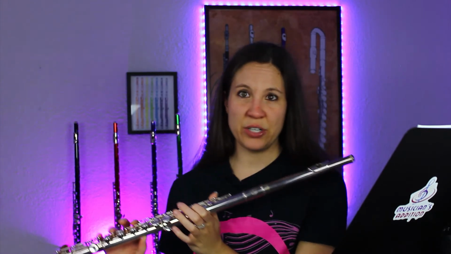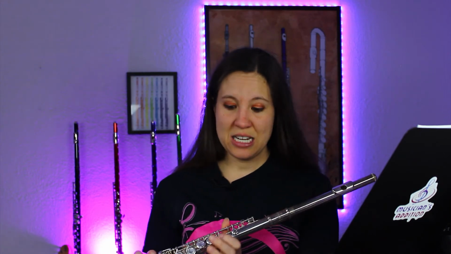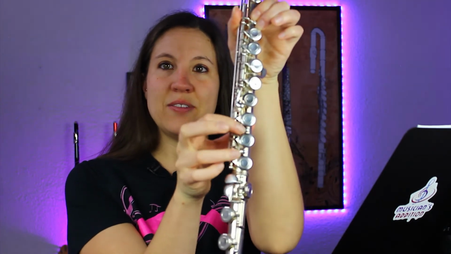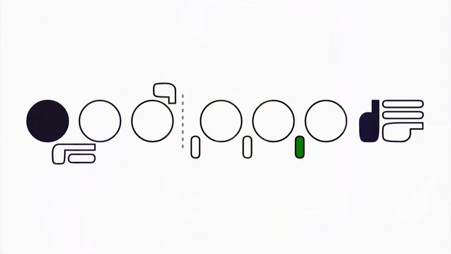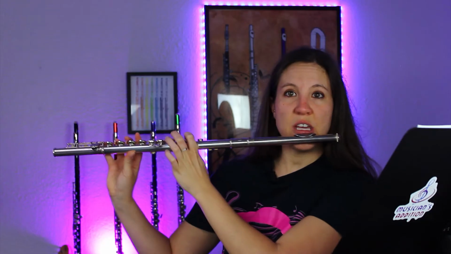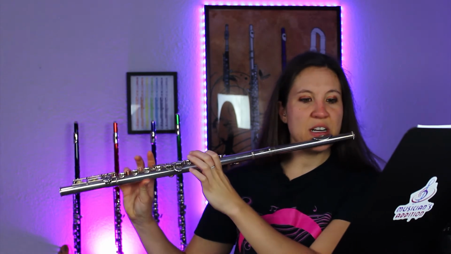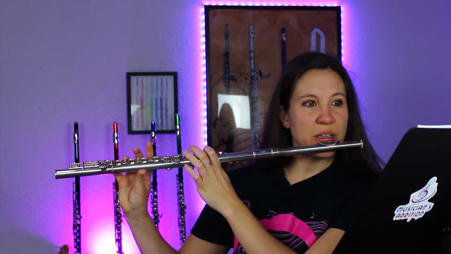That would be a lot for a trill. So for the C to D trill, we're going to use these keys here. I know we haven't used them at all yet. These are trill keys. So this one here particularly is the one we're going to use. We're going to do C, and then we're just going to hit that little key with our ring finger.